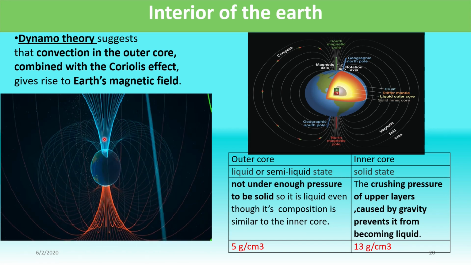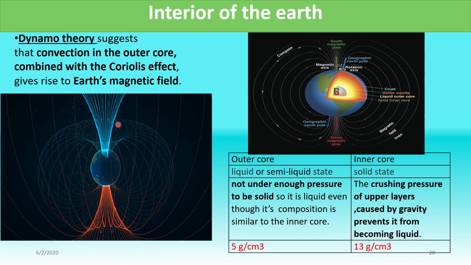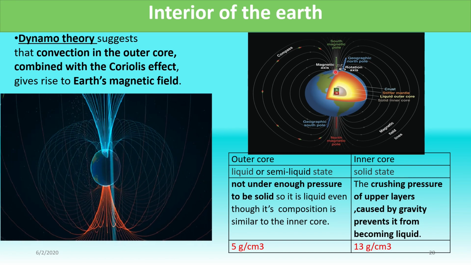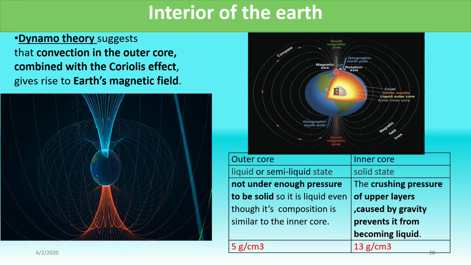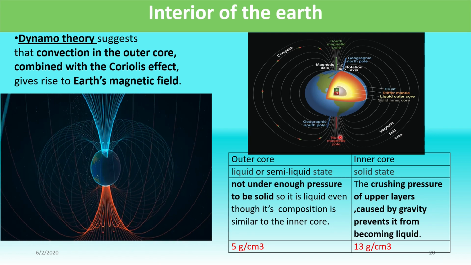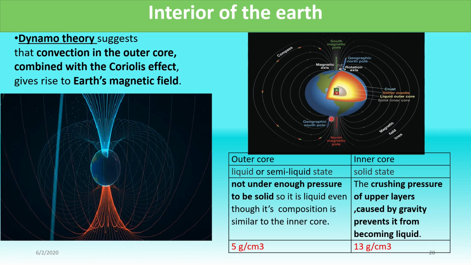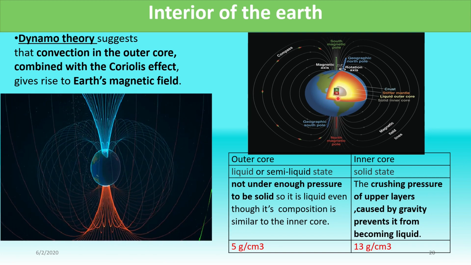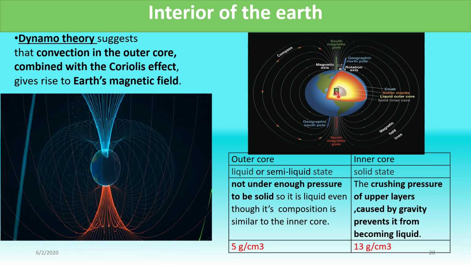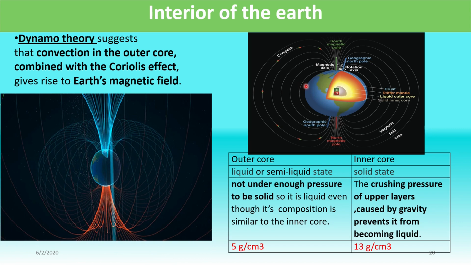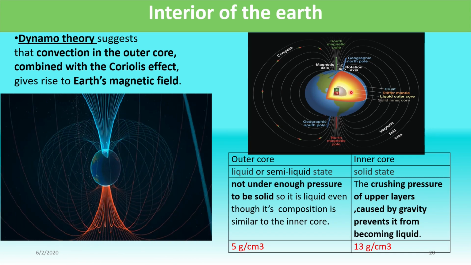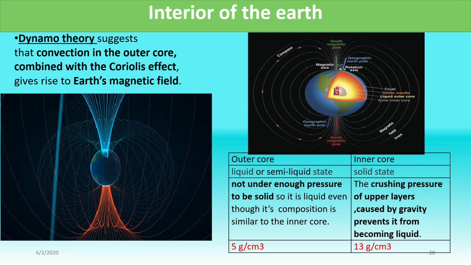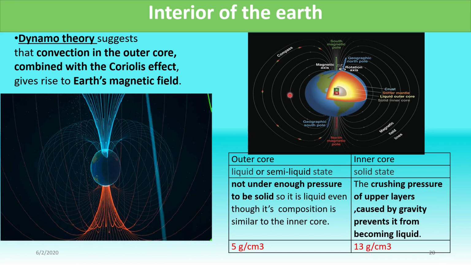Here we can see the magnetic field of the Earth. The south magnetic pole is nearer the geographic north pole, and the north magnetic pole is nearer to the geographic south pole. Accordingly, the compass direction shows north-south. The north pole of the compass will face the south magnetic pole, and the south pole of the compass will face the north magnetic pole.